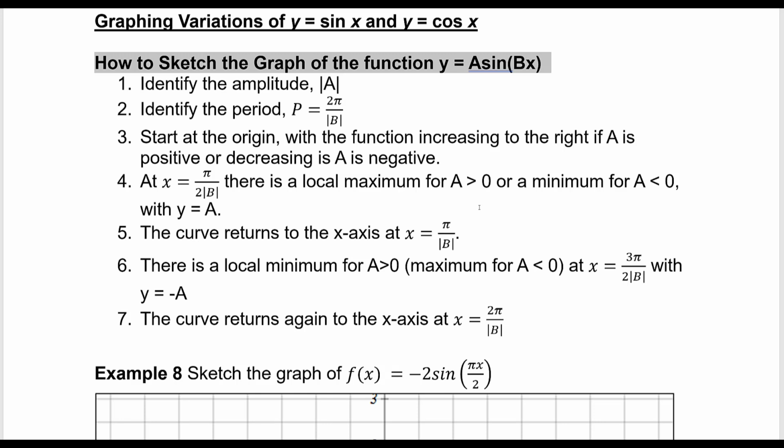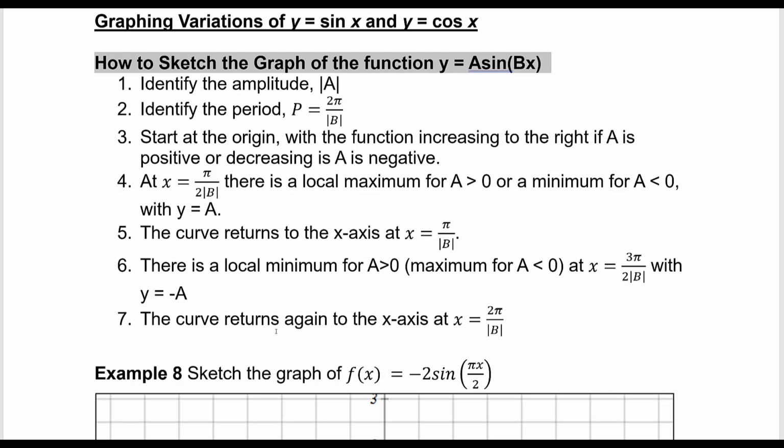At x equals pi over 2 times the absolute value of b, there's a local maximum for a being greater than 0, or a minimum for a being less than 0, with y equals a. The curve returns to the x-axis at x equals pi over b. So this is definitely for sine. Cosine's a little different because these values are going to be different. The local minimum for a being positive, or max for a being negative, at x equals 3 pi over 2b, with y equal to negative a.